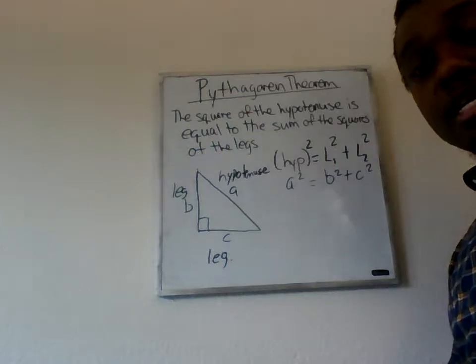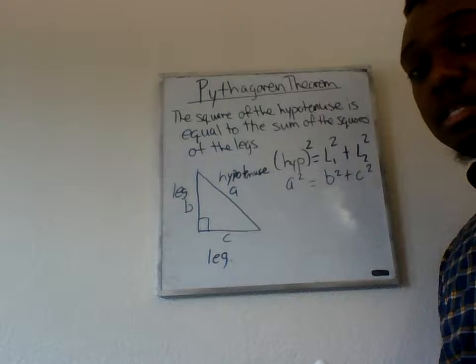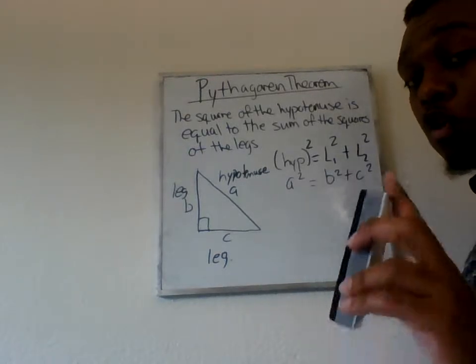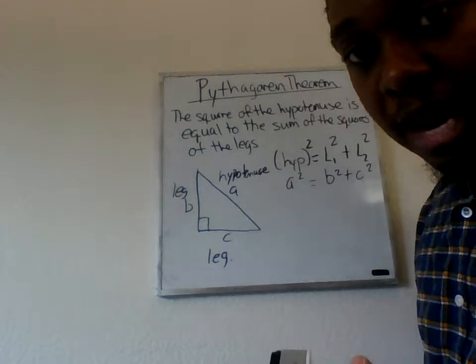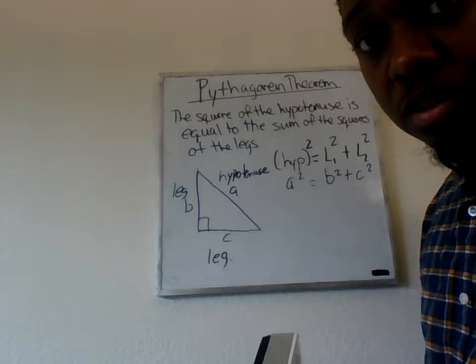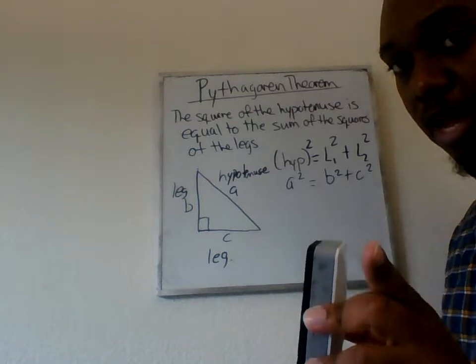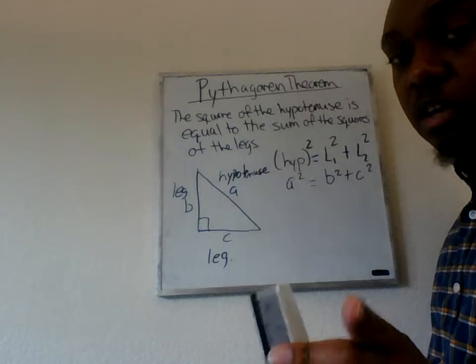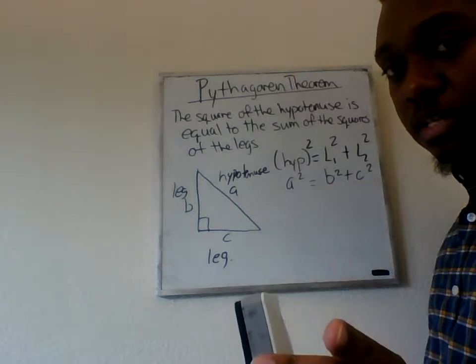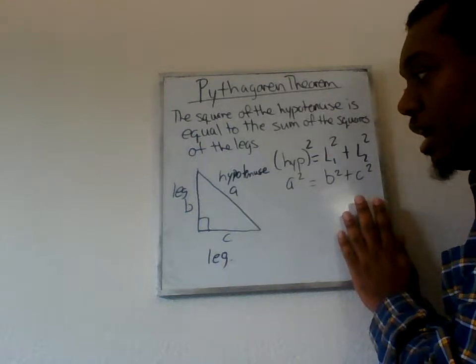The Pythagorean theorem is the square of the hypotenuse is equal to the sum of the square of the legs. And this only works for right triangles. If it's not a right triangle, do not try to use this. Okay, so let's see what else we can do here.